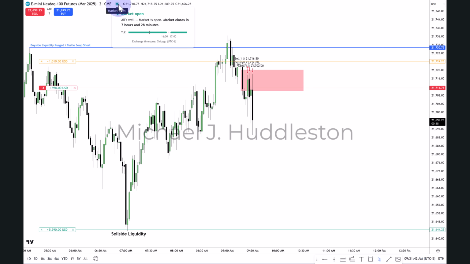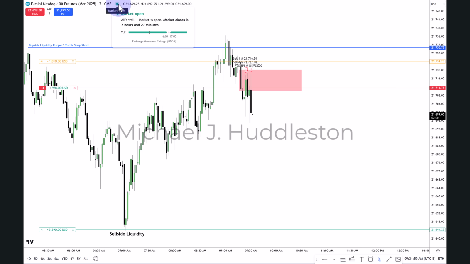So I'm still technically inside the SIBI. And also the inversion fair value gap right before the buy side liquidity is taken. I'll annotate that in a moment. I'm trying to pay attention to what this is actually doing.